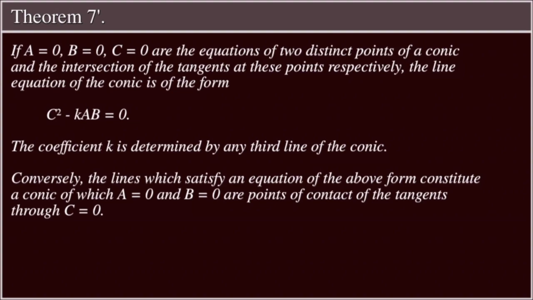Theorem 7 prime. If A = 0, B = 0, C = 0 are the equations of two distinct points of a conic and the intersection of the tangents at these points respectively, the line equation of the conic is of the form c² − kab = 0. The coefficient k is determined by any third line of the conic. Conversely, the lines which satisfy an equation of the above form constitute a conic of which a = 0 and b = 0 are points of contact of the tangents through c = 0.